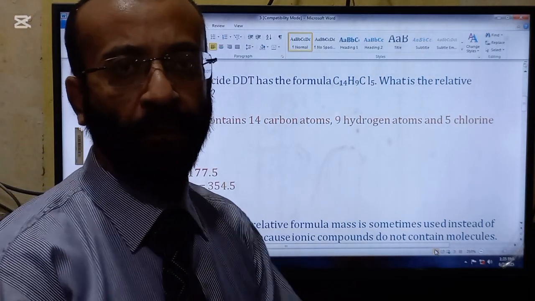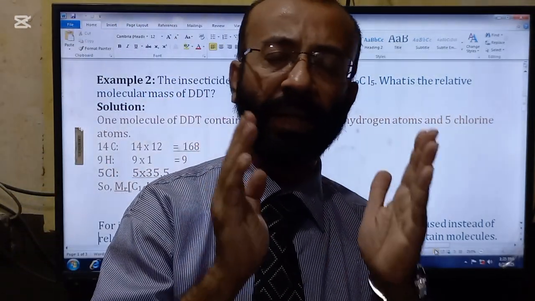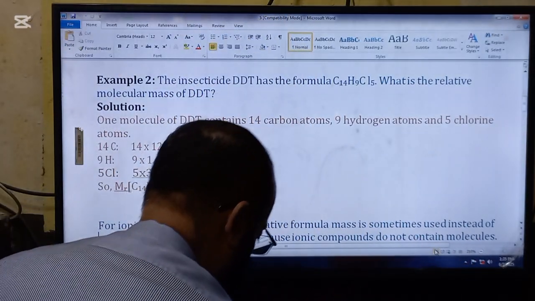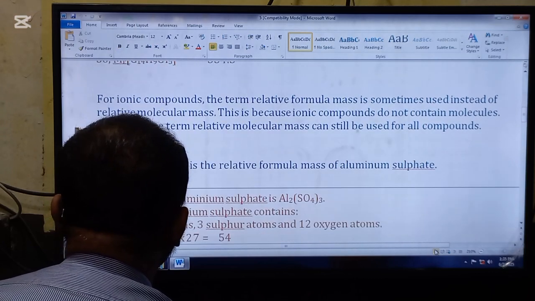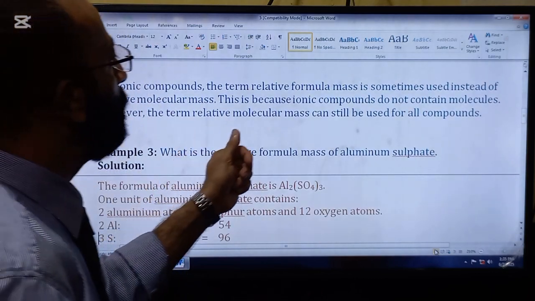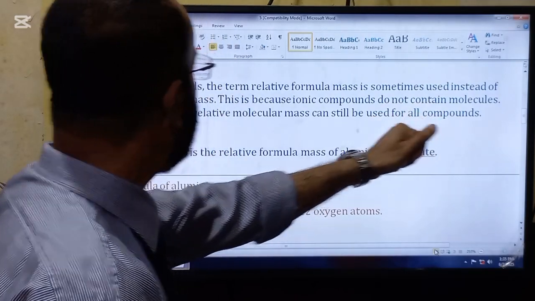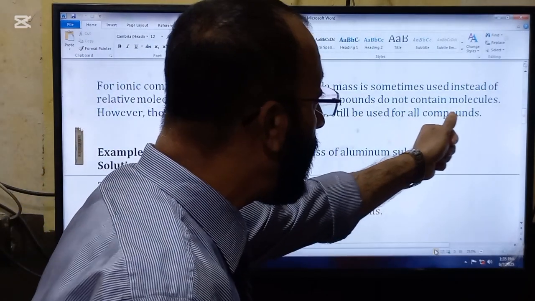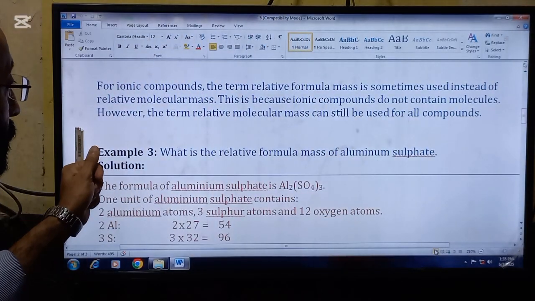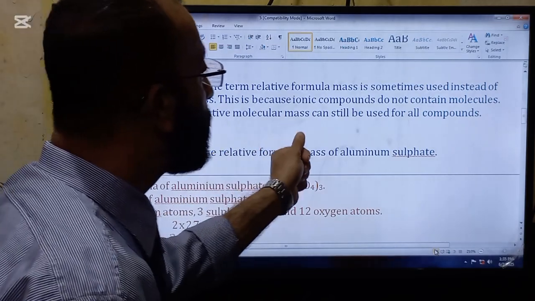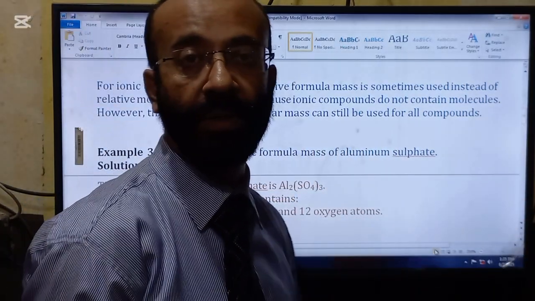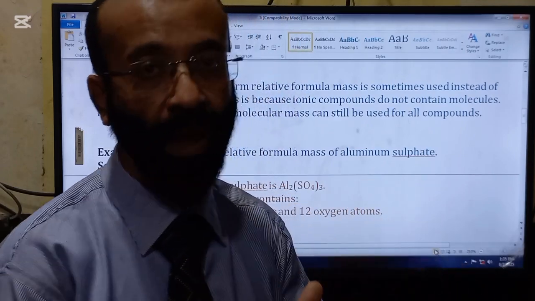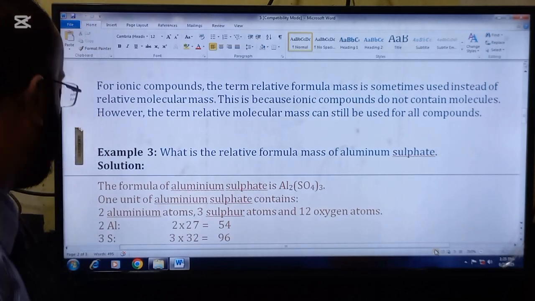Another thing, formula mass and molecular mass are the same thing. These are alternate names for the same thing. For ionic compounds, the term relative formula mass is sometimes used instead of relative molecular mass. This is because ionic compounds do not contain molecules. However, the term relative molecular mass can still be used for all compounds. So you use the word relative molecular mass or relative formula mass. This is the same thing.